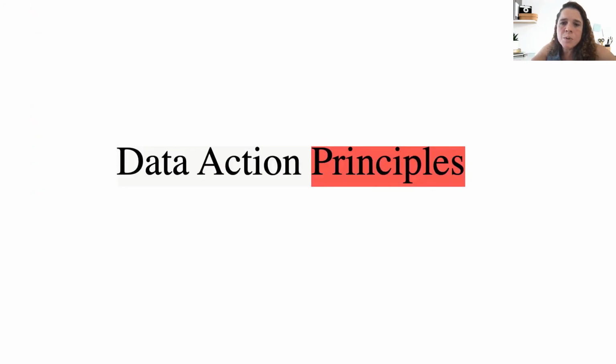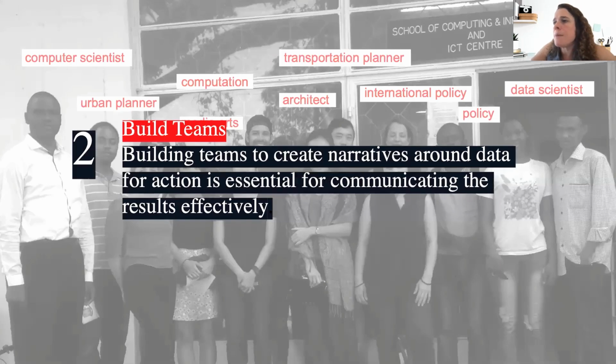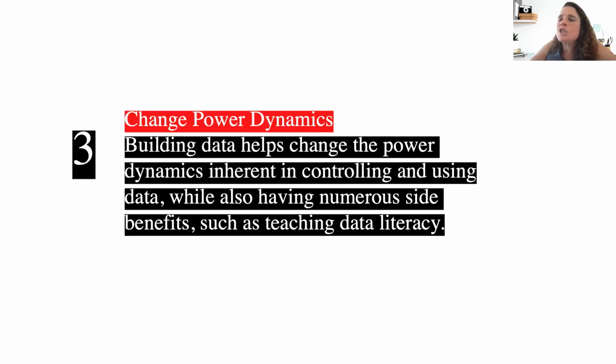I just want to end by saying that the book really talks about the principles of data action, which is to do no harm. We must interrogate the reasons we want to use data and determine the potential for our work to do more harm than good. We should build teams. Building teams creates narratives around data for action and is essential for communicating the results effectively. We should change power dynamics by building data and allowing communities to advocate for their own change.